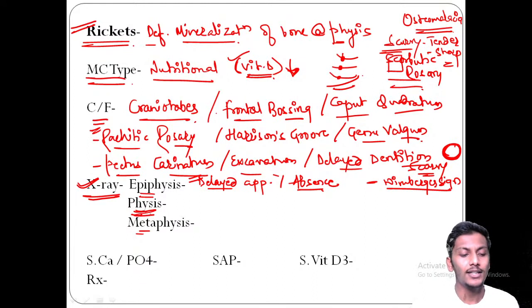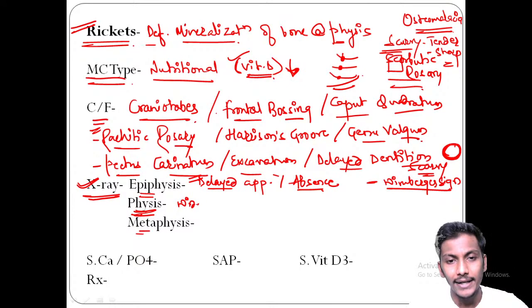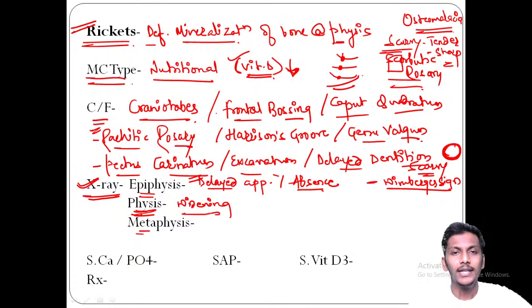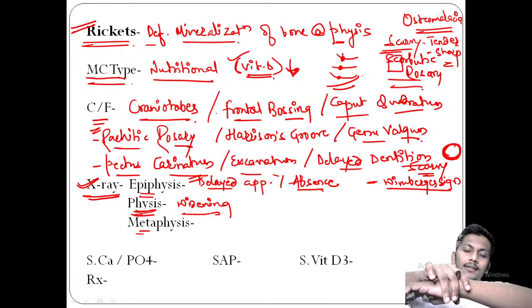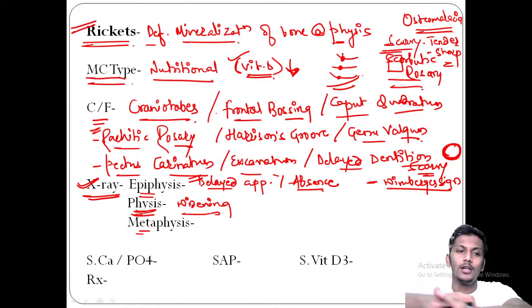Now, in the physis, what are the changes seen in rickets? Please remember, in the physis we can usually see widening in rickets. Usually you check the wrist of the patient in rickets, and you can see widening as compared to the other parts of the bones. So widening of the physeal plate can be seen in rickets.